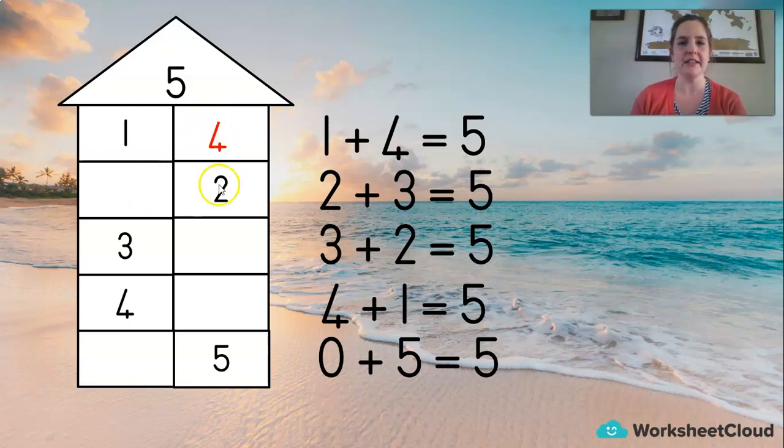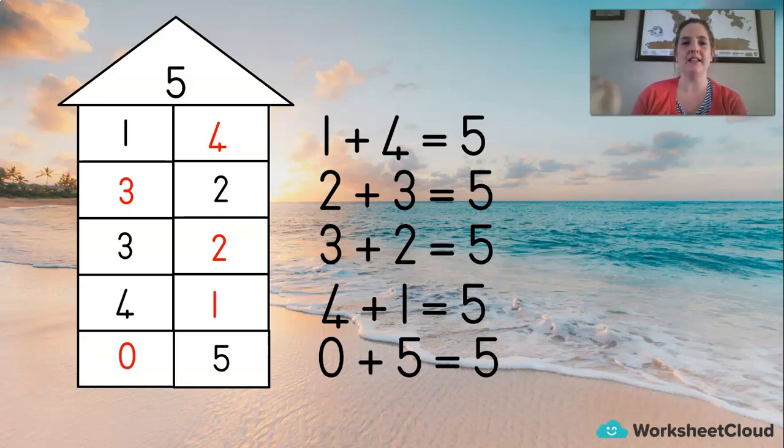Right. Same on this floor, we've got 2, so this one is 3. 2 and 3 make 5. 3 and 2 make 5. 4 and 1 make 5. And if you've already got 5, how many people can you put here? None. Right, so 0 and 5 is equal to 5. And that's what we call bonds of 5.